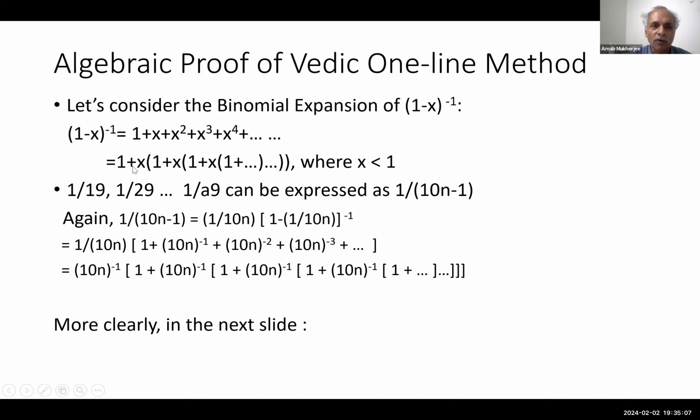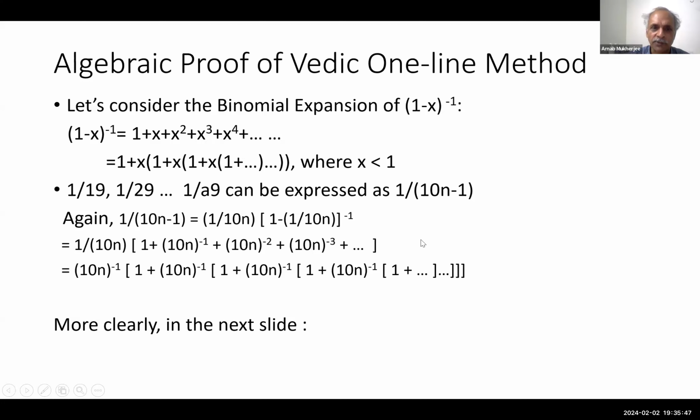If we take 1 plus x common each time, it goes on infinitely if x is less than 1. So these 1 by 19, 1 by 29 can all be expressed as 1 by 10n minus 1. In case of 19, n is 2, in case of 29 it is 3, in case of 39 it is 4, and so on. So this can be expressed in the format 1 minus x to the power minus 1.